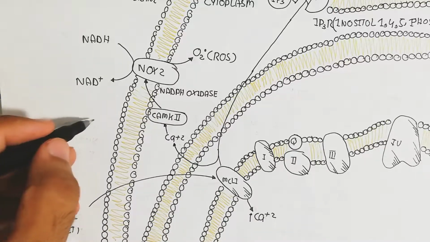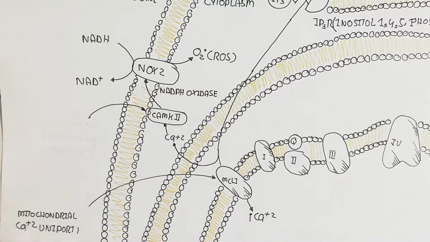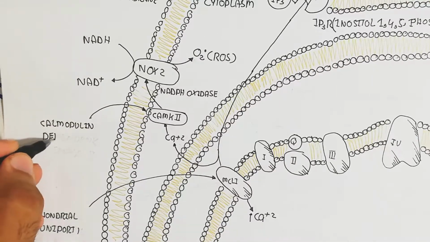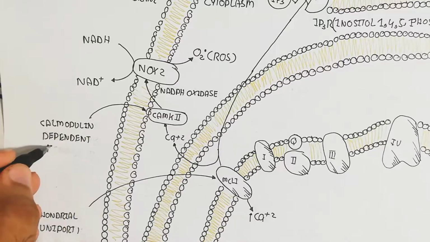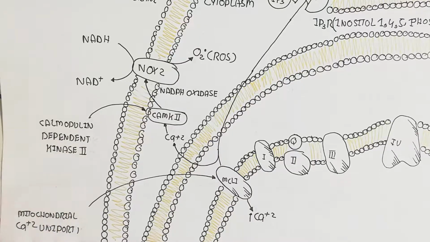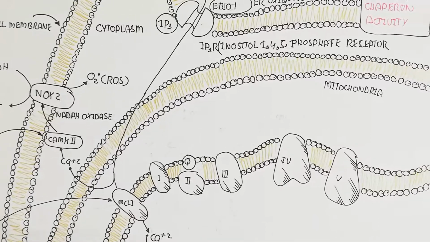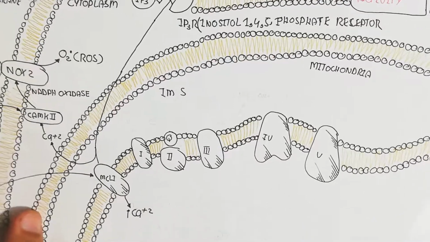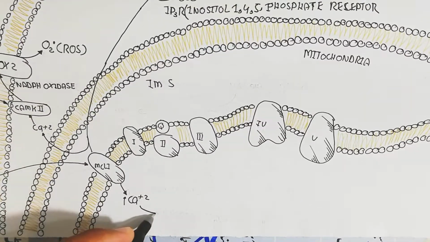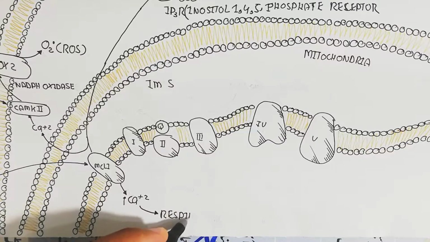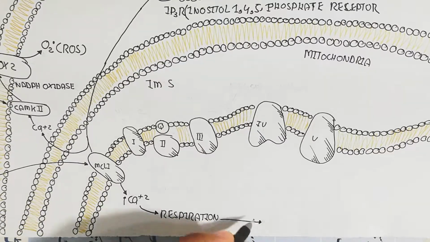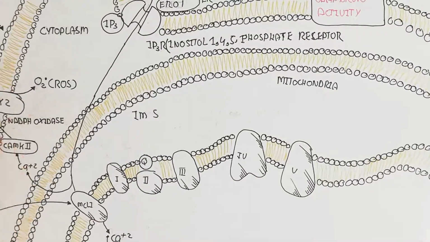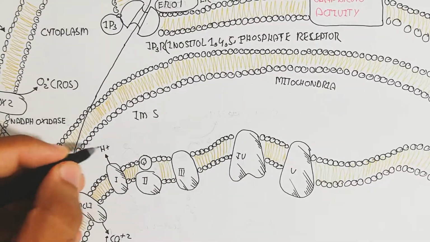So the calcium increase will lead to increased respiration, leading to increased reactive oxygen species. While on the other hand, here is the calcium/calmodulin dependent kinase 2, which will bind with the calcium and trigger more NADPH oxidase, which will increase the reactive oxygen species in this manner. On the other hand, the calcium will increase in the inner mitochondrial matrix. For example, the mitochondria also store calcium, but the increase of calcium will lead to an increase in reactive oxygen species.